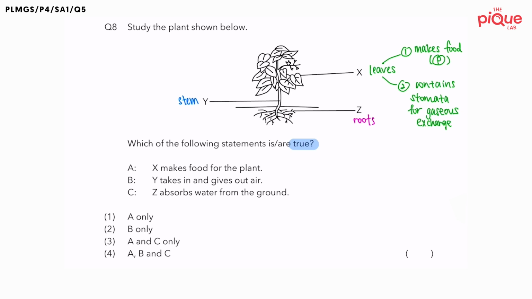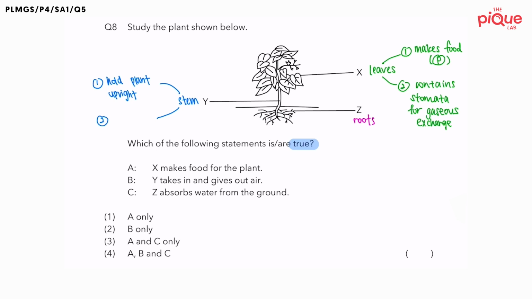So now that we are done with the function of the leaves, let's move on to the function of the stem. There are also two functions of the stems. Do you remember what they are? Firstly, the stem helps to hold the plant upright. This is actually very similar to one of our body systems which also help to hold us upright. Do you know which body system it is?